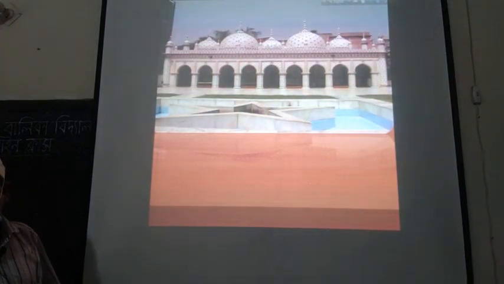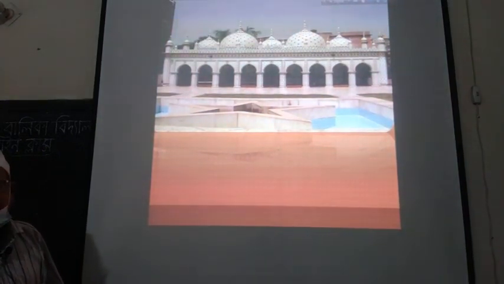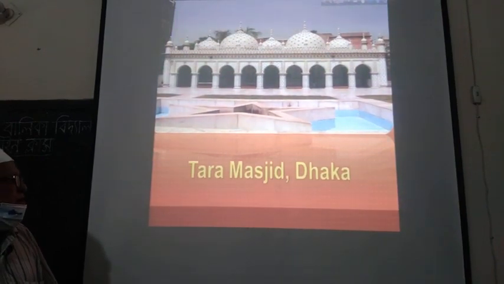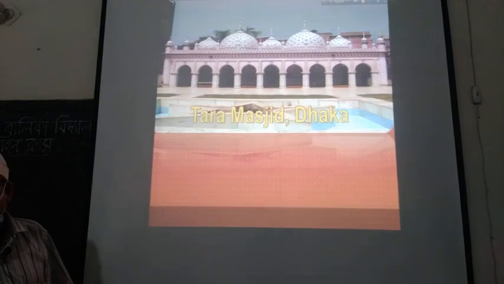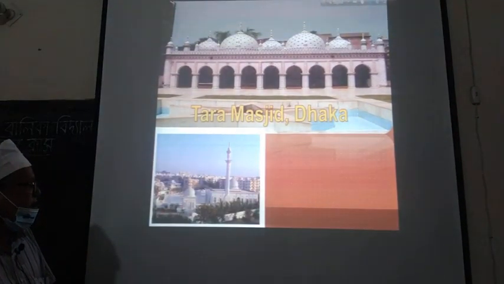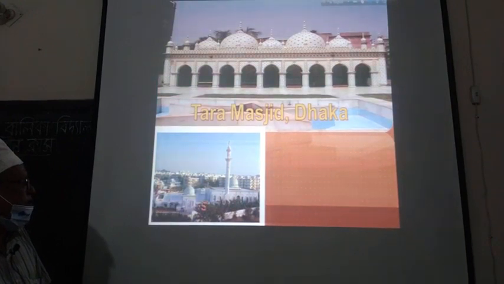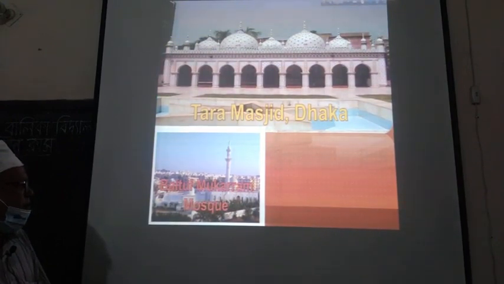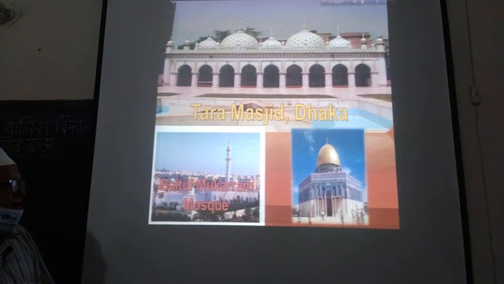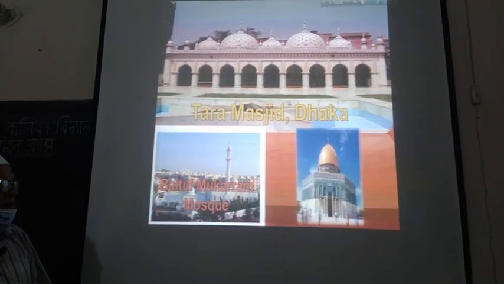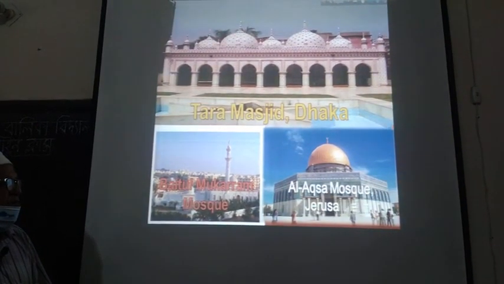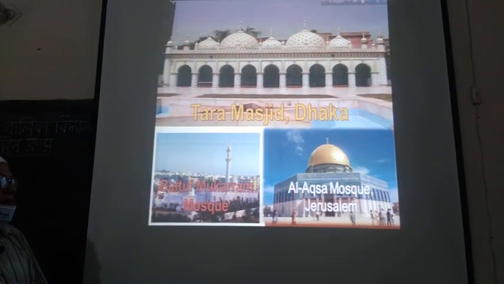Let us watch some pictures. This is Tara Masjid, Dhaka. Next, another mosque, Baitul Mukarram Mosque. Next, another picture of Al-Aqsa Mosque, Jerusalem.